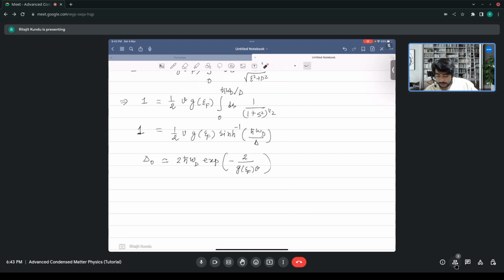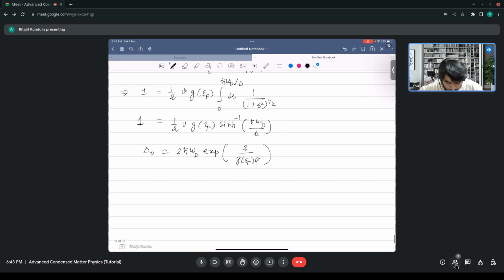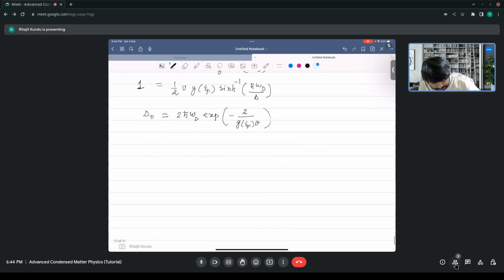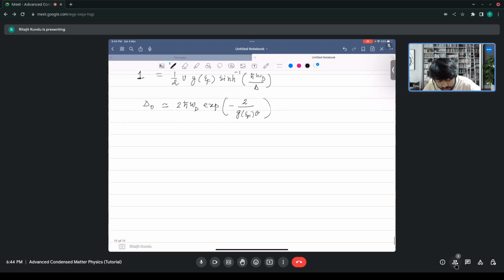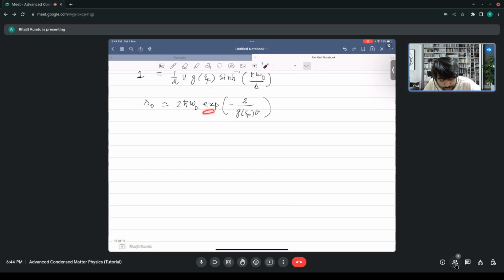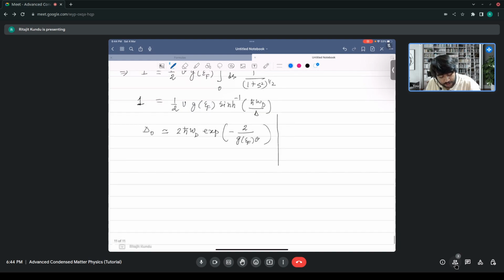Here there is an important point I'm trying to make. You see that delta_0 actually depends on e to the power minus some 1 by V. That means that even if I have a very small attractive interaction, I'll still get a finite delta_0. To draw a contrast, I would like to remind you about the Stoner criterion.